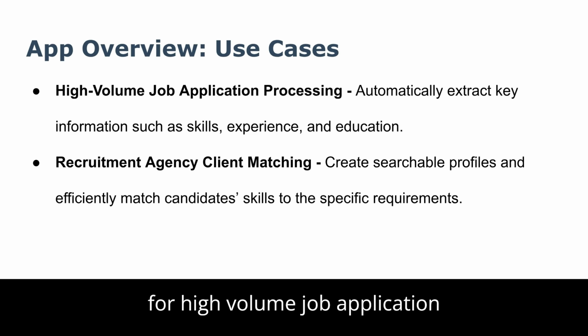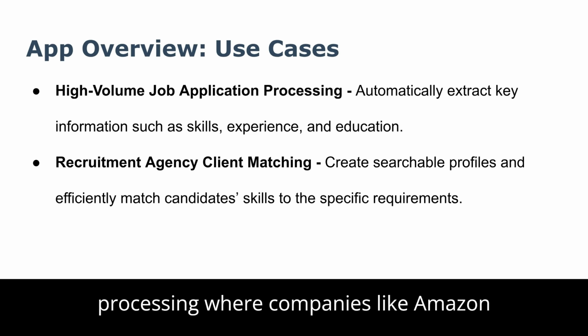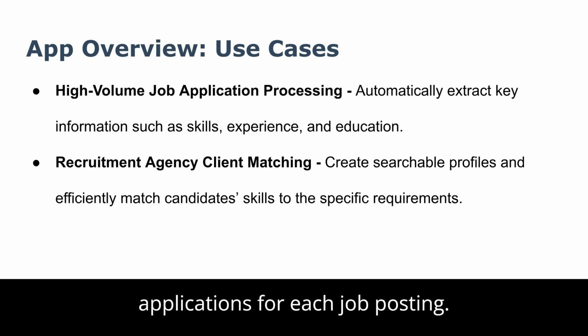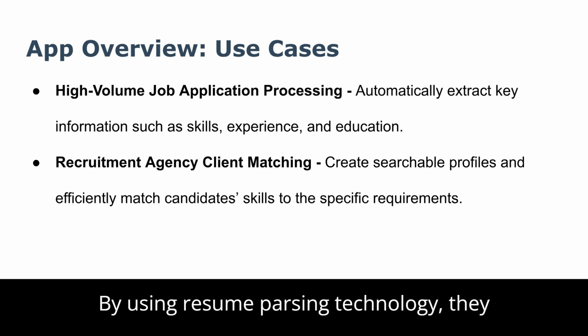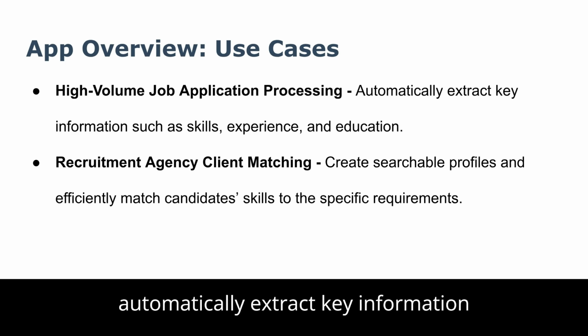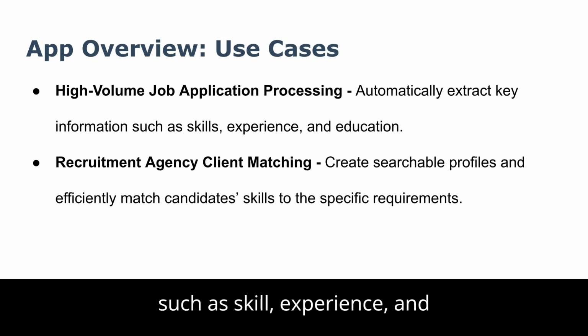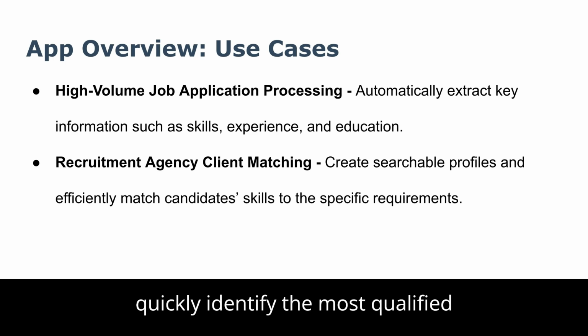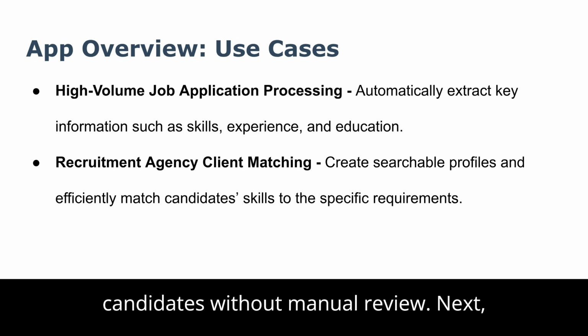First, for high volume job application processing, where companies like Amazon and Google receive thousands of applications for each job posting. By using resume parsing technology, they automatically extract key information such as skill, experience, and education. This allows recruiters to quickly identify the most qualified candidates without manual review.